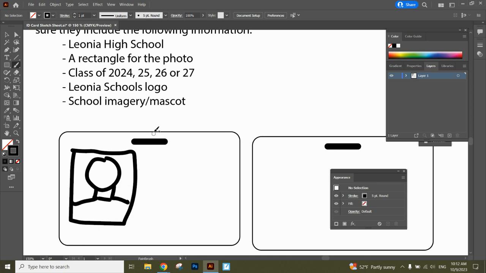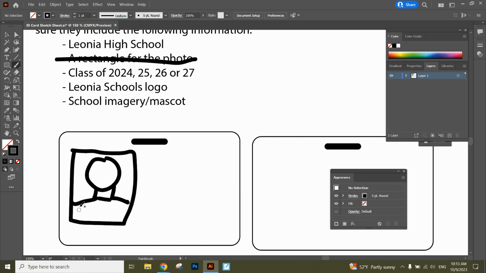And then you want to make sure you're checking off that you've done all these things. I think I even forgot to put on a rectangle for the photo. So I did that part, which is good. And I need to decide, guys, take a look up here, please, where I'm going to end up putting Leonia High School. We don't want to put LHS because there's other schools like Lodi and other places that start with L. But you're going to decide where that text is going to be.